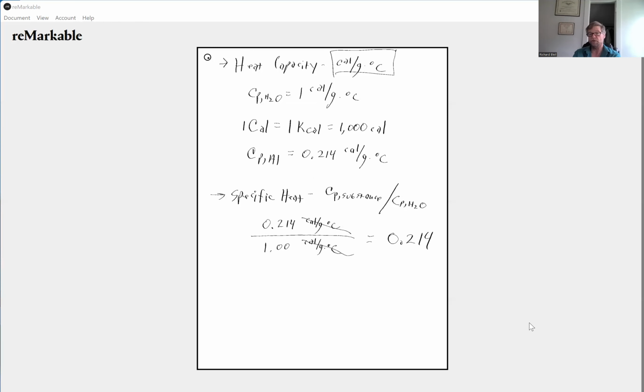I don't like unitless numbers. It's relative to water. If you're ever given specific heat, add the units, just like with molecular atomic mass. Add the units calories per gram degree Celsius. If you're given specific heat, add calories per gram degree Celsius. Okay?